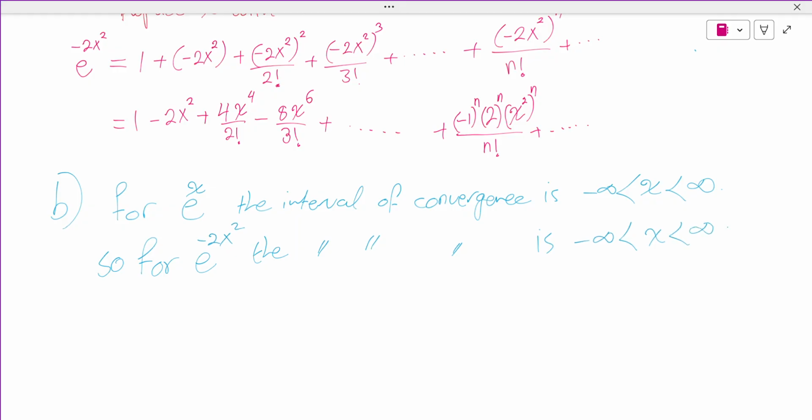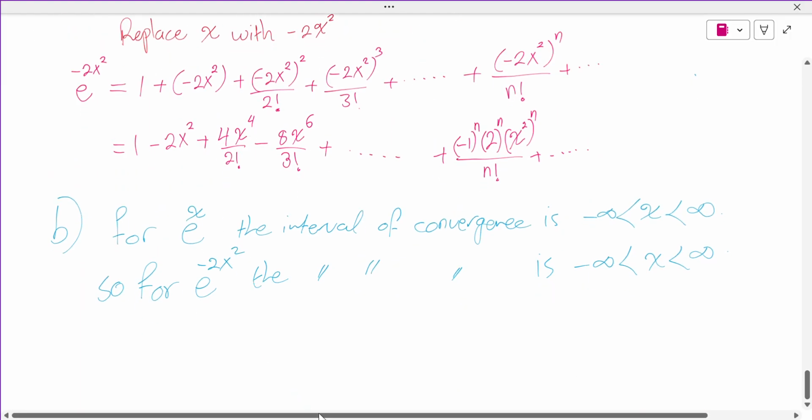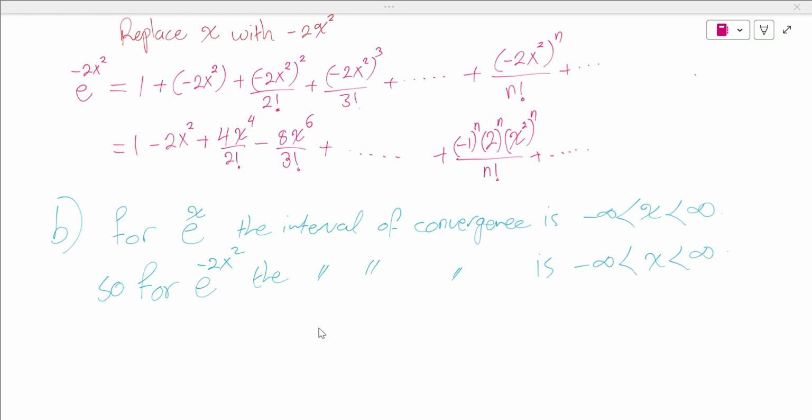This is one method, or you can apply what? The ratio test. Again, the ratio test will give you the same interval from negative infinity to infinity. It says find the radius or the interval? Interval. Okay, so let's see what they are saying in the answer key. They are saying that e to the power of x converges for this interval. So the series for e to the power of minus 2x squared will converge also from negative infinity to positive infinity.